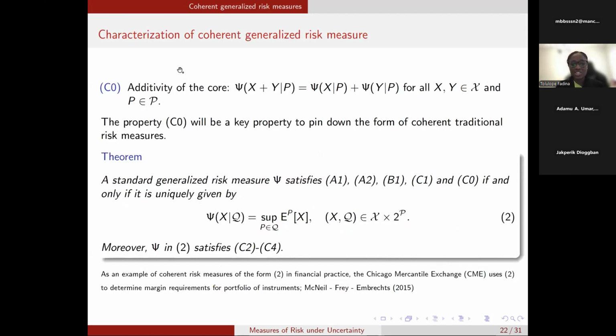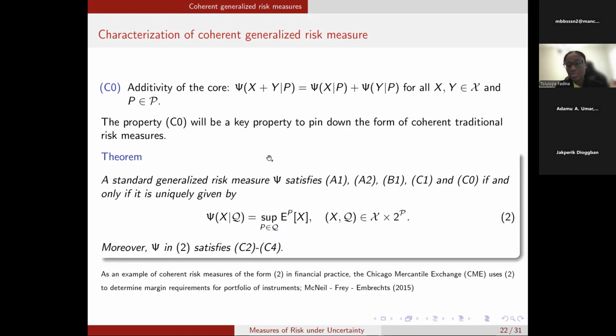Okay, and then we have this additional property, which we call additivity of the core. This tells us that if I want to compute the generalized risk measure on 2 portfolios, X plus Y given P, it is the same thing as doing it for each individually. This is a very strong property, but we need it to be able to pin down the coherent risk measure. Okay, so this is the result here.